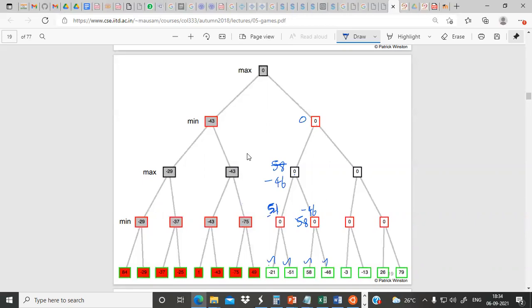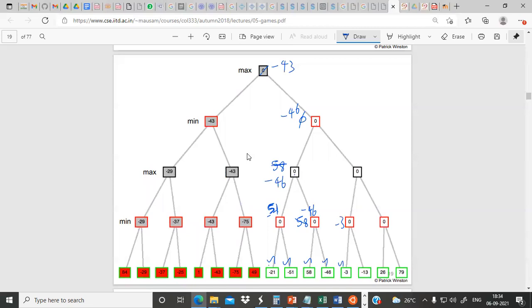Okay. This is min of minus 46 and 0. So this will become minus 46. Okay. This is max of minus 43 and minus 46. So this will become minus 43. Okay. This is after exploring 58 and minus 46. Then after exploring minus 3, this will become minus 3.